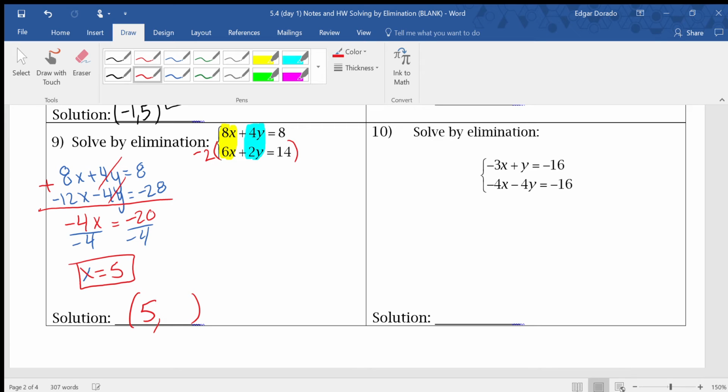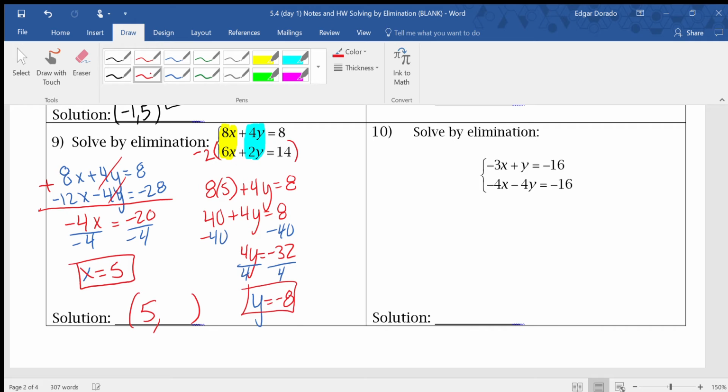So now let's go ahead and try getting my y here. I can use any of the equations. I'm going to go ahead and use the top one. So 8 times 5 plus 4y equals 8. That's 40 plus 4y equals 8. Subtract my 40. I get 4y equals negative 32, for a final answer of y equals negative 8. So my final ordered pair solution is 5 comma negative 8.